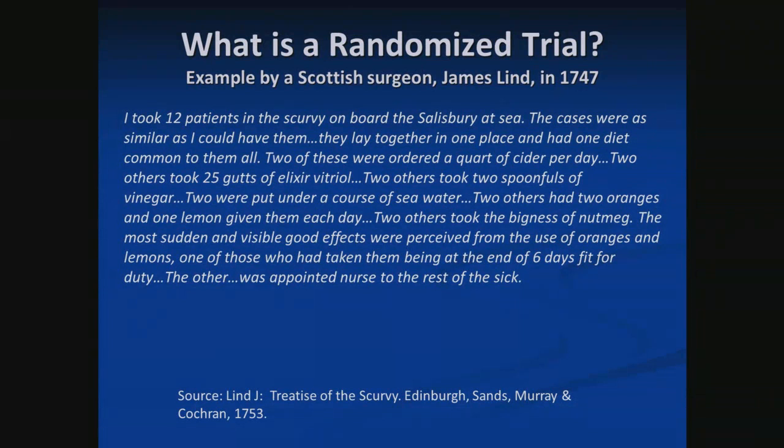You're assigning treatment. Assigning treatment to a group of patients who have the same issue. Look at that line, right, so they have the same issue, that they all have scurvy, and we're looking to see if they get better. But they lay together in one place and had one diet common to them all, right? Same confounders or same covariates. Right, so we are trying to maintain comparability. We're trying to maintain comparability because we want to tease out what's different about these people. In order to tease out what's different, we want the things that we don't care about to be as similar as possible.